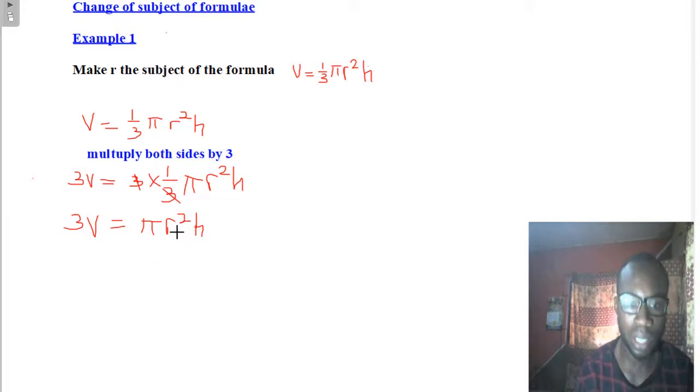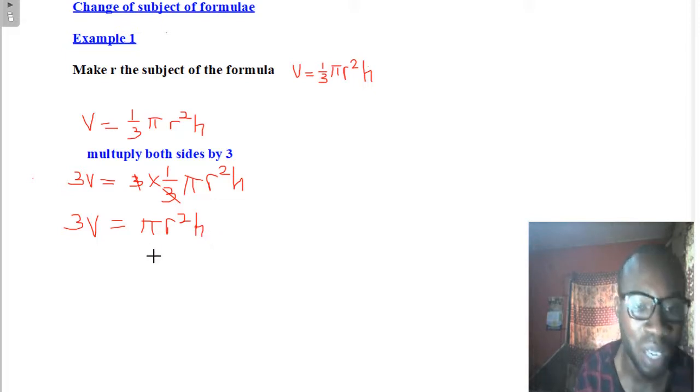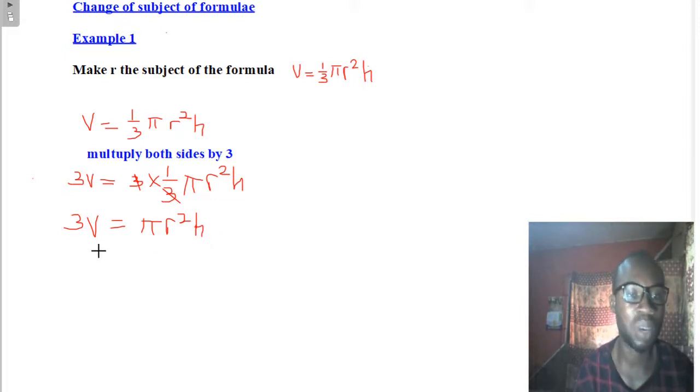So that this r square will stand alone. Then later we are going to remove the square. So now let's divide both sides by pi and h. Those are the two symbols that are disturbing our r. So we need to remove this pi and h from here. We can only achieve that by dividing both sides by pi h. So let's divide both sides by pi h.